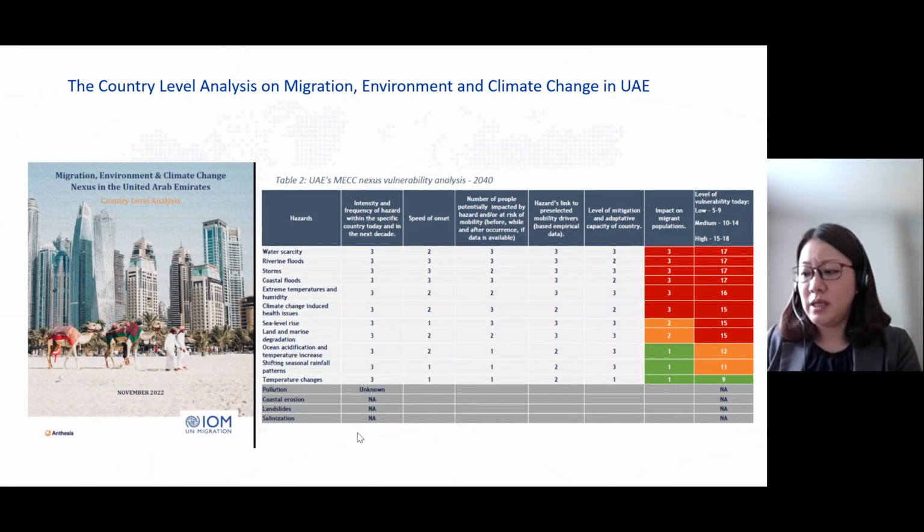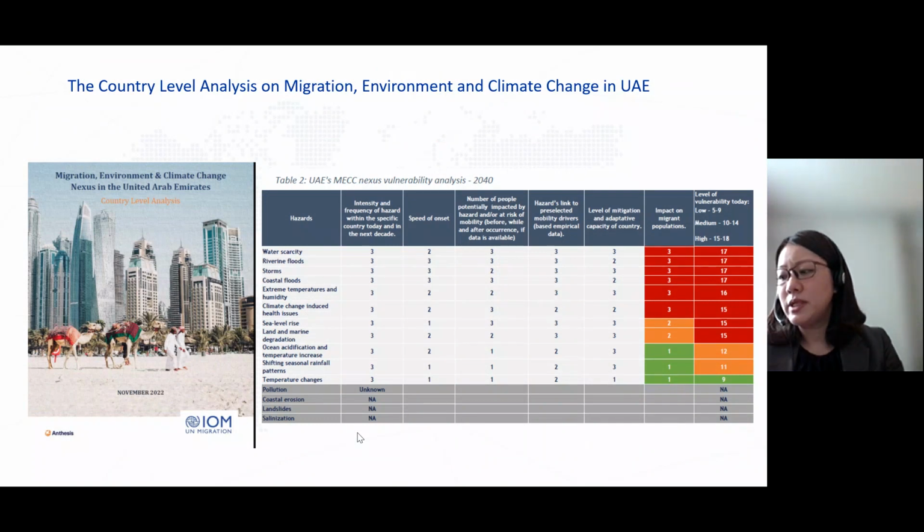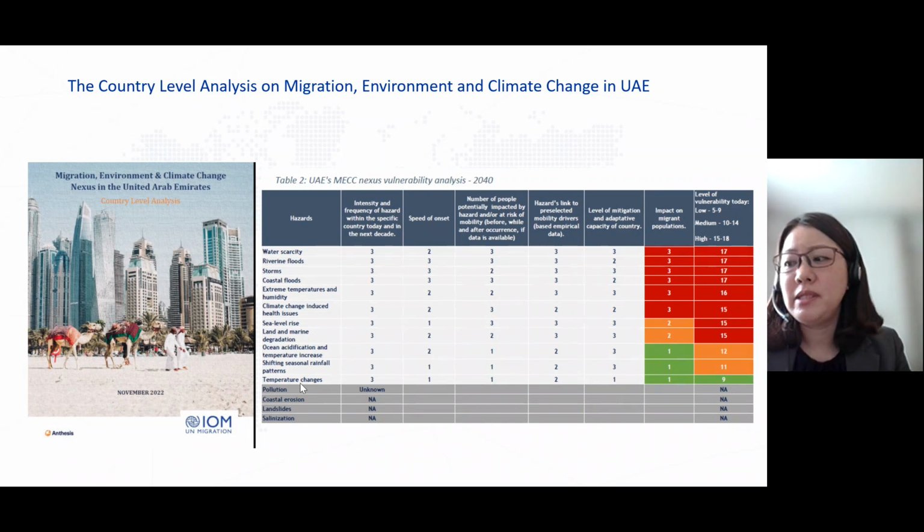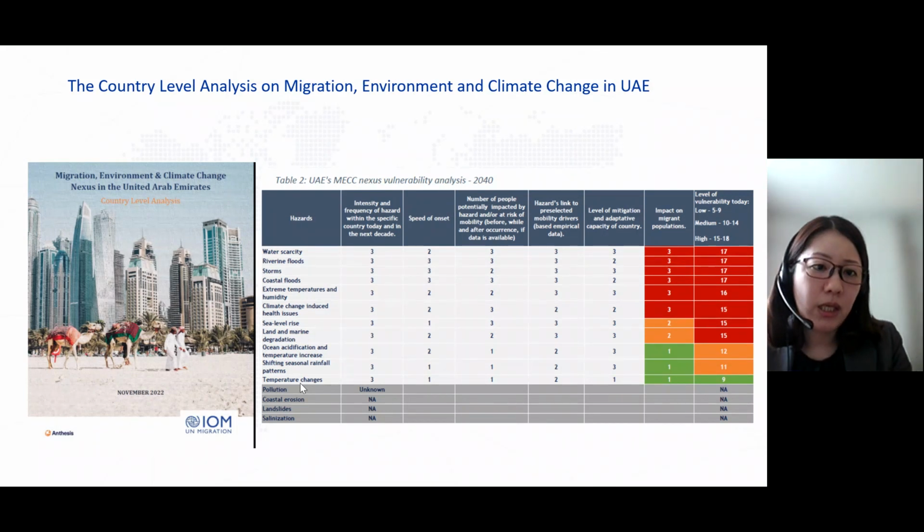And the third example I would like to highlight is from the UAE. IOM has recently concluded a country-level analysis on this MEC nexus in the UAE. The analysis covered the links between sudden onset and slow onset events and human mobility in the UAE through the analysis of quantitative data wherever it was possible and available. The analysis included the MEC Nexus vulnerability analysis with 2020 as the baseline year and a projection for 2040. In this slide, I'm showing the projection for 2040.